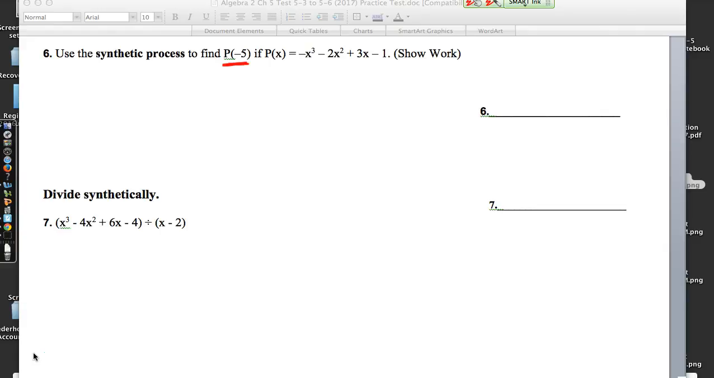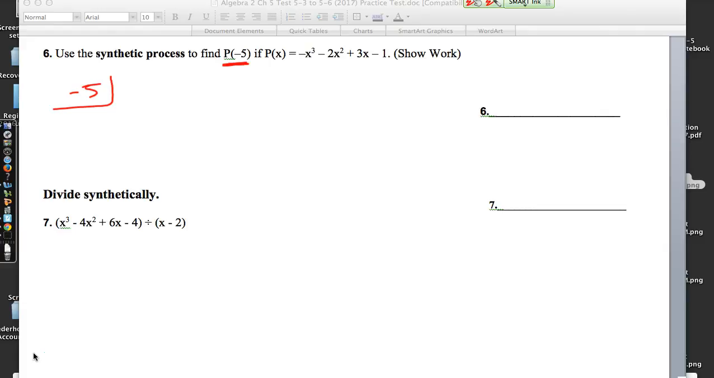But don't do it the old way. Don't put a -5 in here and punch this all into the calculator. Instead, put it in synthetically. Now, we don't have to change the sign on this one because this is flat out saying, put this in. That's what it's saying.